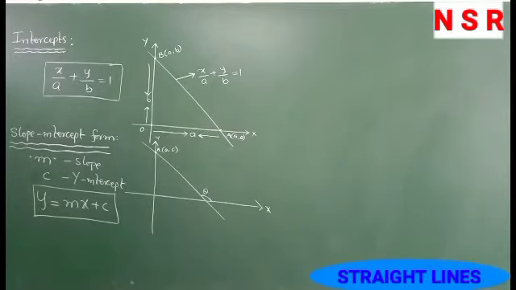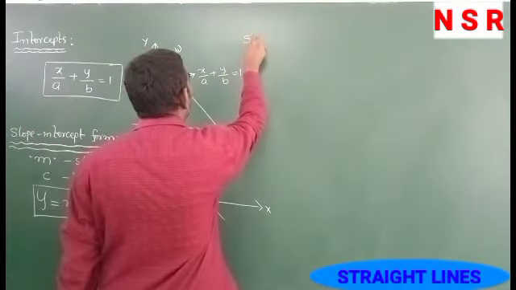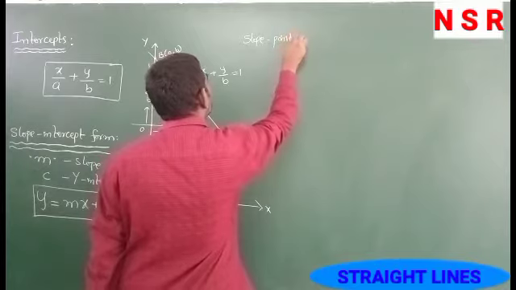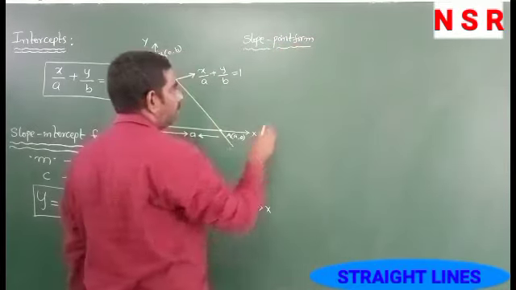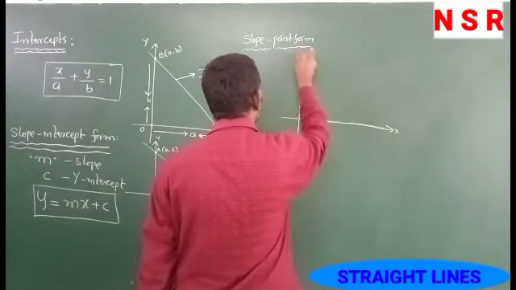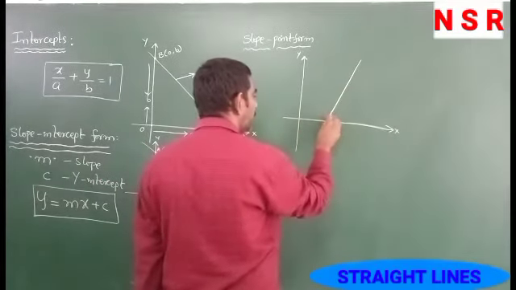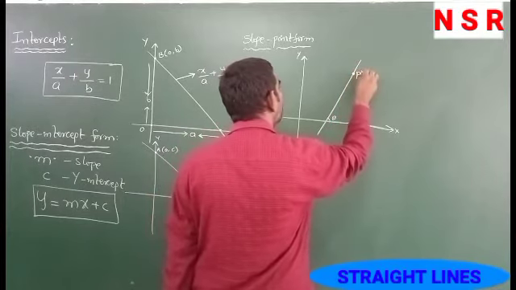After that we get the slope point form. Next one is slope point. Slope point form. Slope point means we have one angle and one point. So this is the x and y axis. A line makes angle theta with the x axis and it is passing through one point P, x1 comma y1.